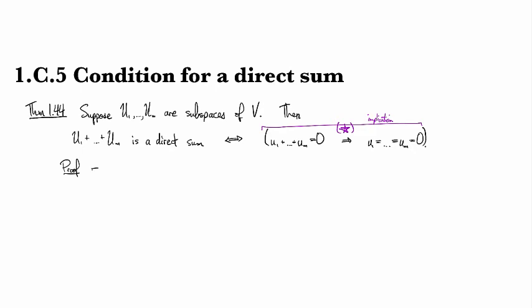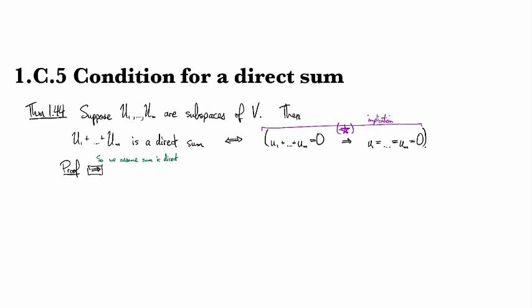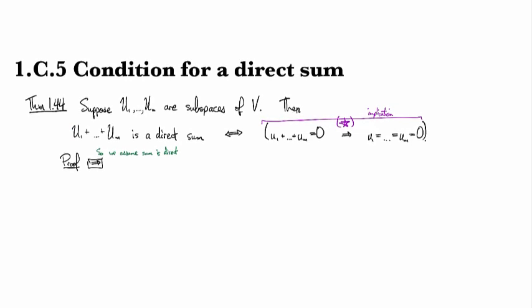So for the forward direction of the proof, we're going from left to right. So this means that we're assuming the sum is direct, right? So in other words, we're assuming the left-hand side of the implication. All right, so let's see then. Well, this is actually immediate from the definition of a direct sum.